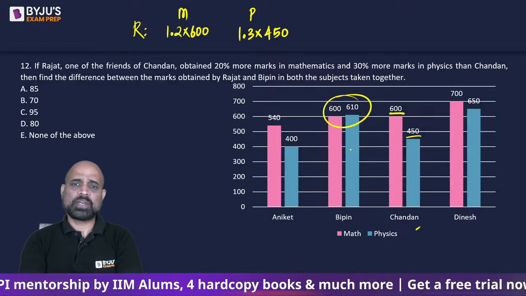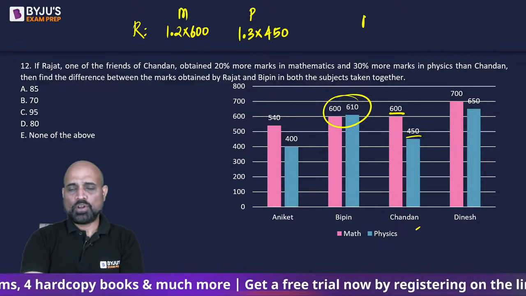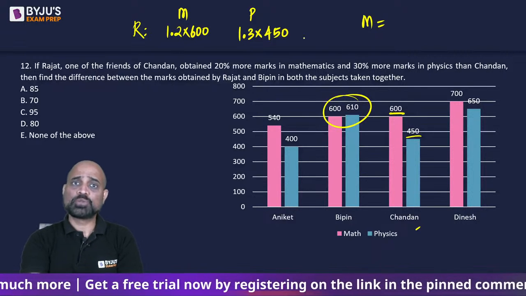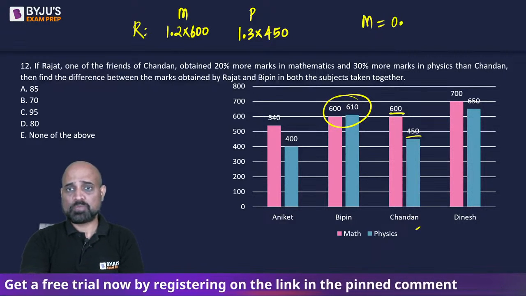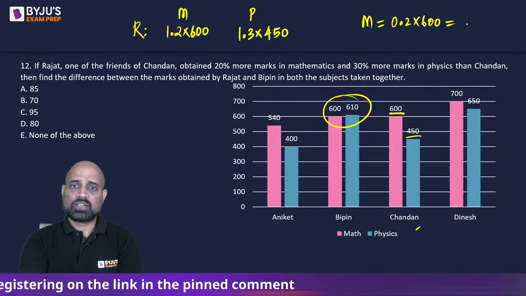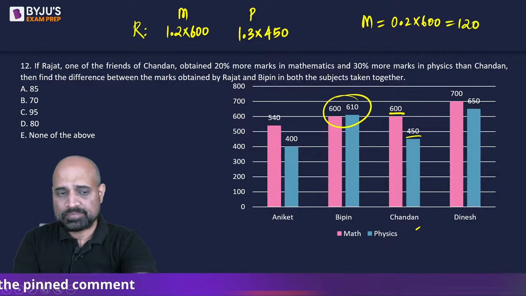तो उसके लिए हमें ना ऐसे ऐड करके फिर सबट्रैक्ट करने की जरूरत नहीं है. If I only look at the mathematics marks, this is 600, this is 1.2 times of 600, so this is going to be 0.2 times of 600. इतना एक्स्ट्रा तो आ ही चुका है, right? 120 मार्क्स एक्स्ट्रा आ चुका है.